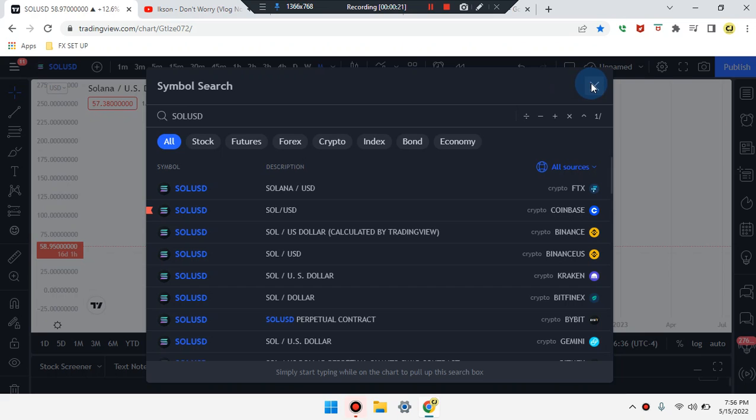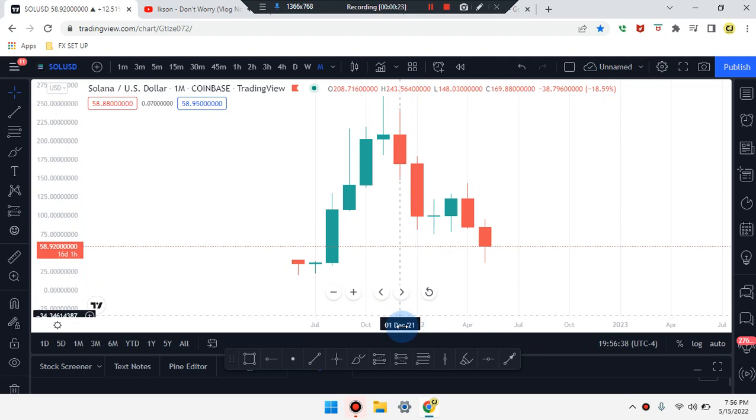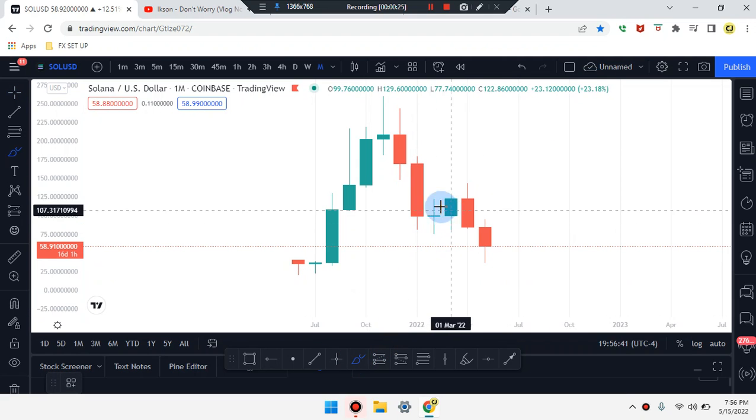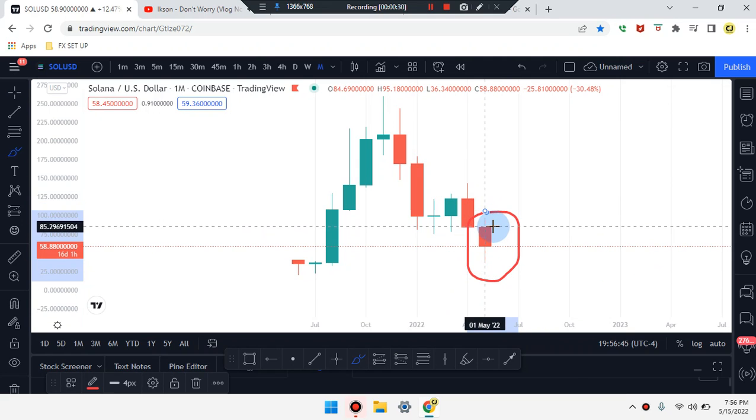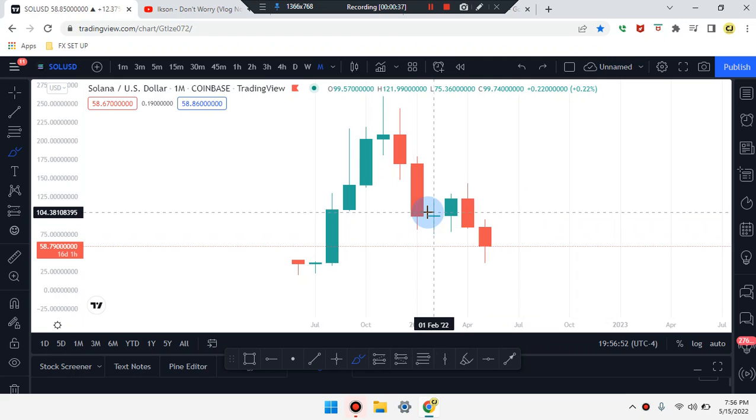We are marking up SOL USD. Let's take a look at what's going on in the market. We are on the monthly time frame. Price action, bearish candle, looks like a large doji. Let's see what's going on.